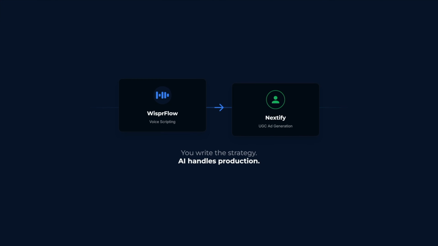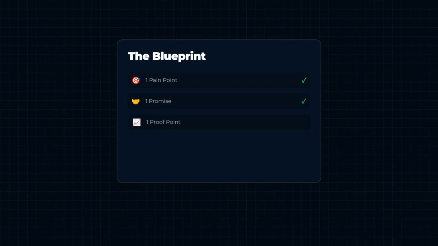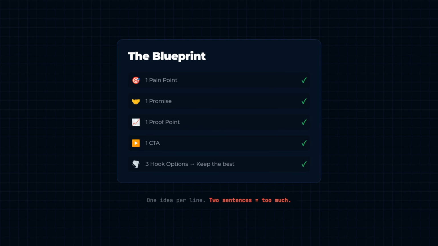So here's the workflow stack that I use. I use Flow for voice prompting my scripts and nextify.ai to make the UGC ads. Here's the reusable blueprint. Pick 1 pain point, pick 1 promise, and add 1 proof point. And 1 clear call to action. With 3 hooks, test it out and keep the best one. If a thought takes 2 sentences, you've written too much.